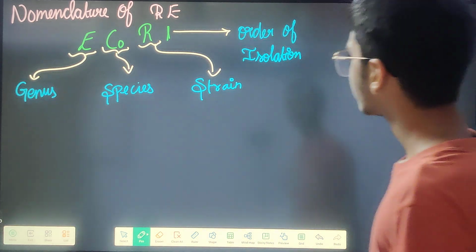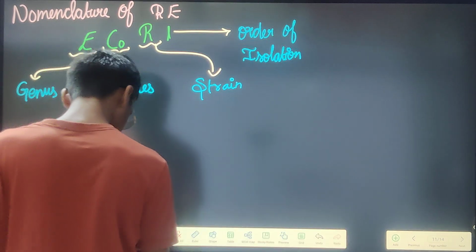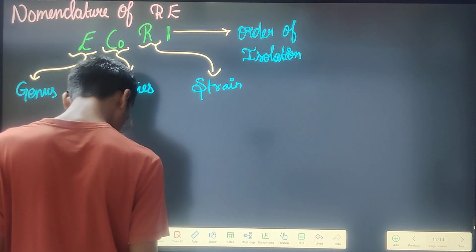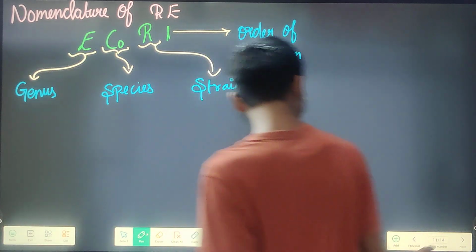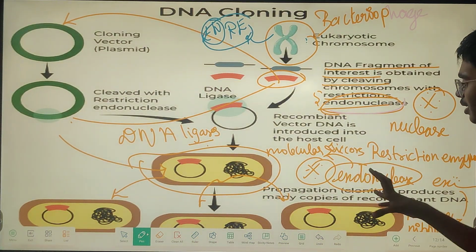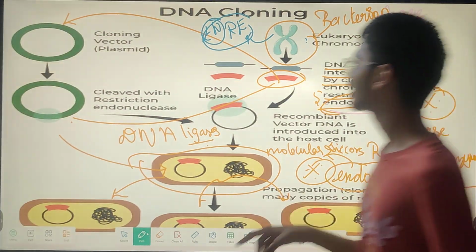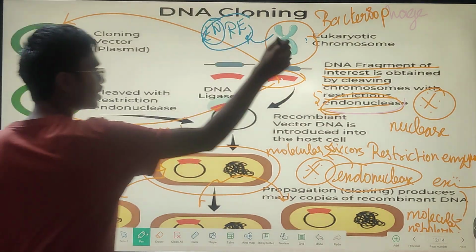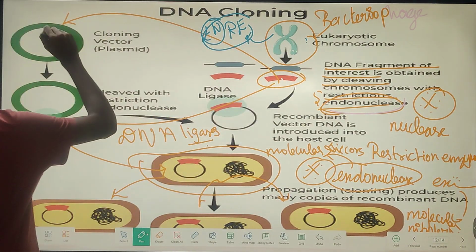Okay, so this is what their nomenclature is. Isn't this very simple? I hope I have explained this already. I've explained this many times, but again I'll be explaining it. This is our desirable DNA, this is our plasmid. In this chromosome, and this is our plasmid.